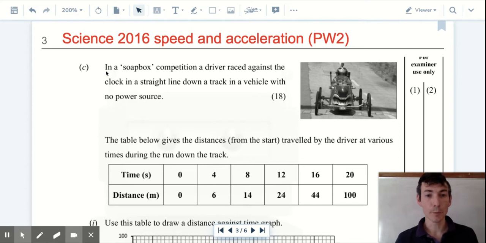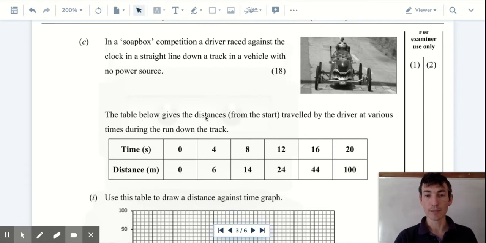In a soapbox competition, a driver raced against the clock in a straight line down a track in a vehicle with no power source. The table below gives the distances from the start travelled by the driver at various times during a run down the track.